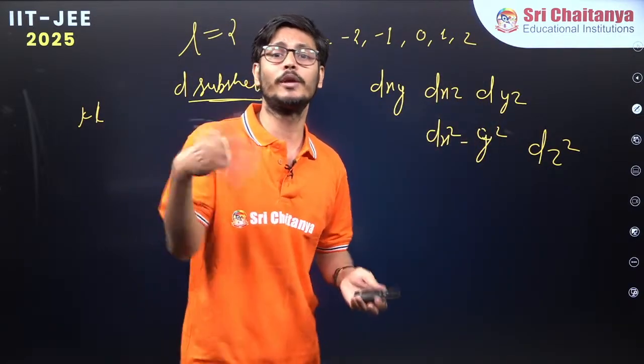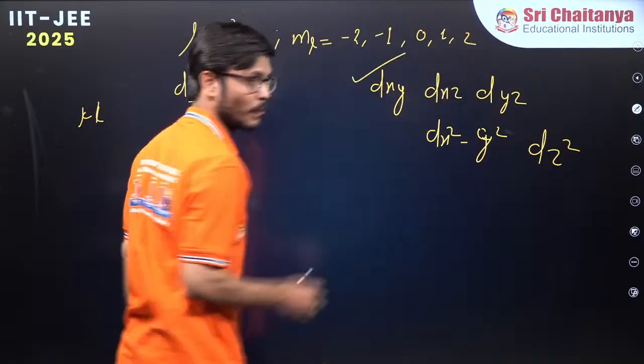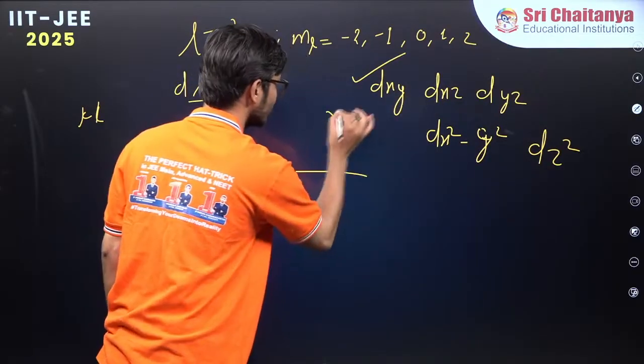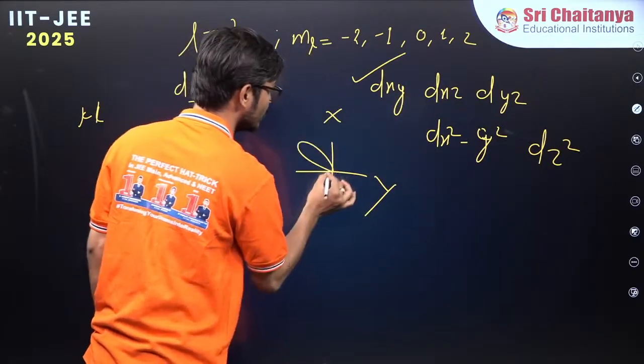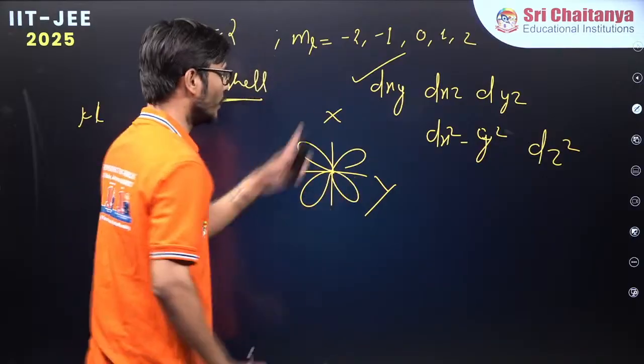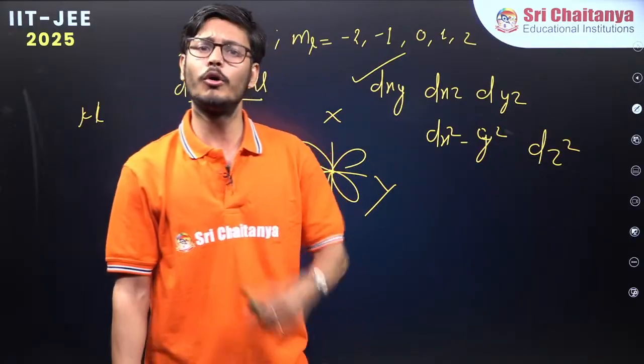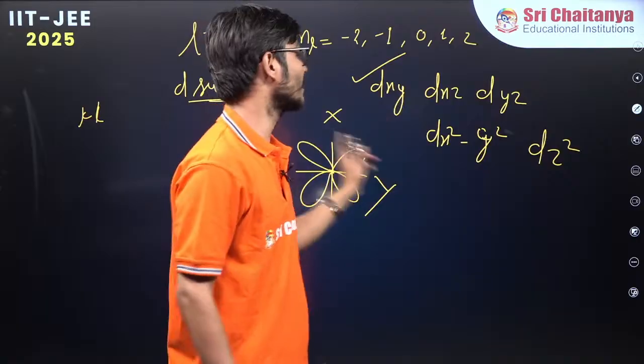That means different orientations. For example, let us say dxy. So this is the x-axis, y-axis. This is dxy, in between the x and y plane. I can't go into more detail for now. So we are continuing with this.